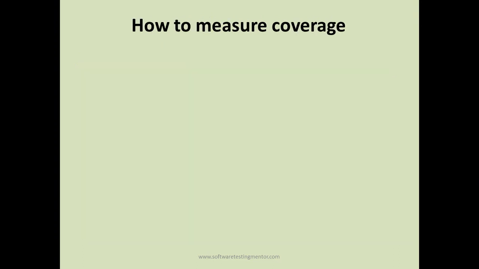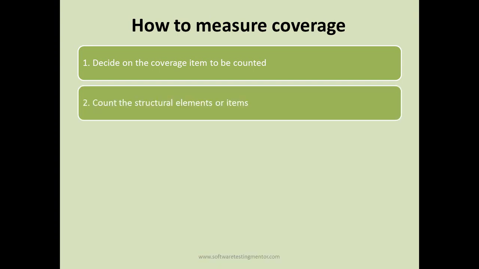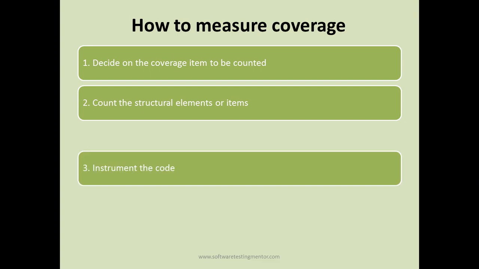So how to measure the coverage? The first step is to decide on the coverage item to be counted. First thing is to decide what you want to count. What is the coverage item that you want to count? The second thing is to count the structural elements or items that need to be covered. The total count of the coverage items needs to be there in the first place.